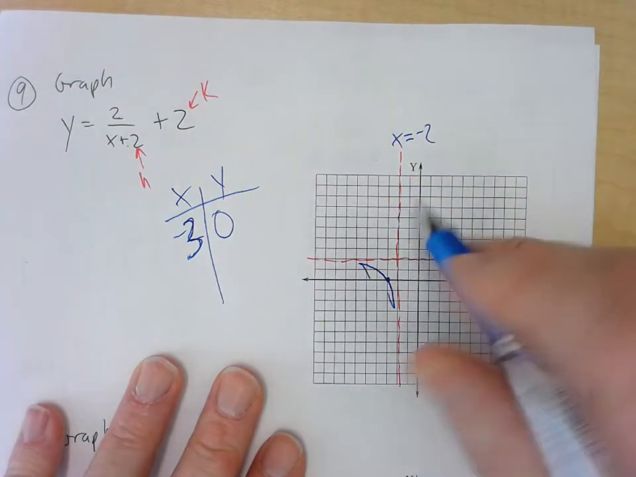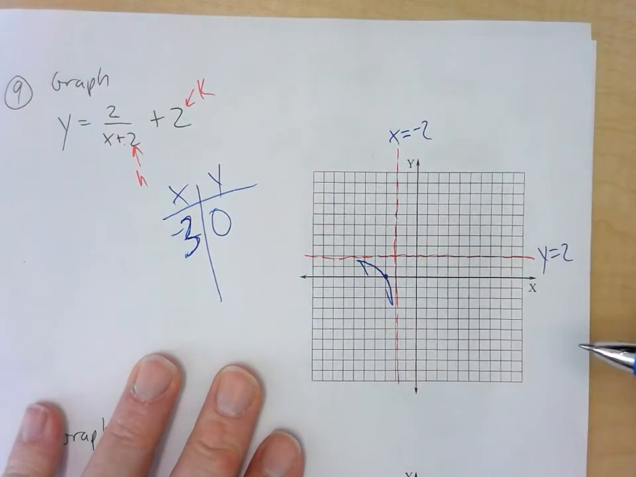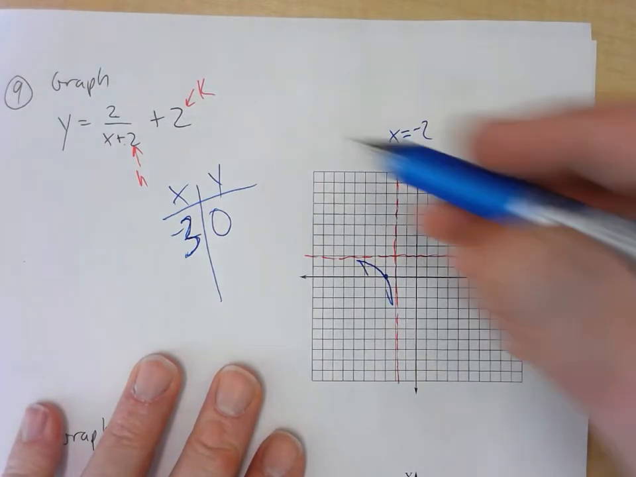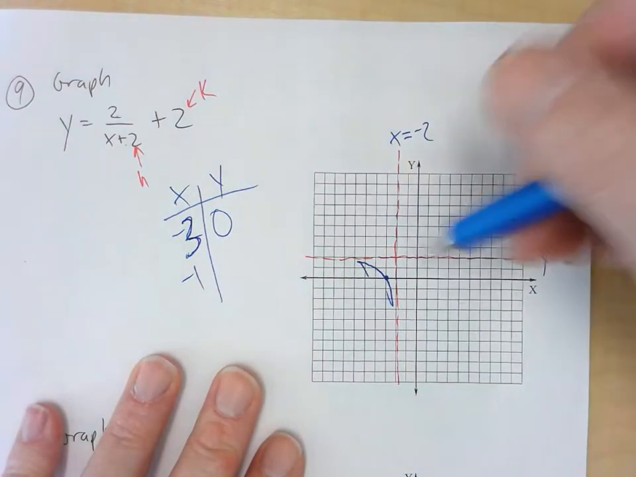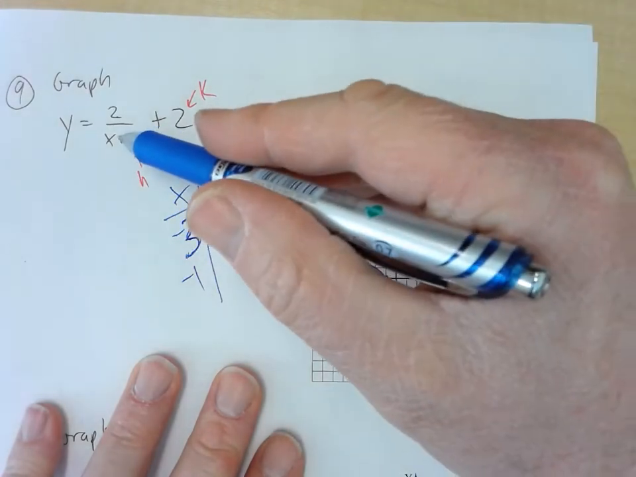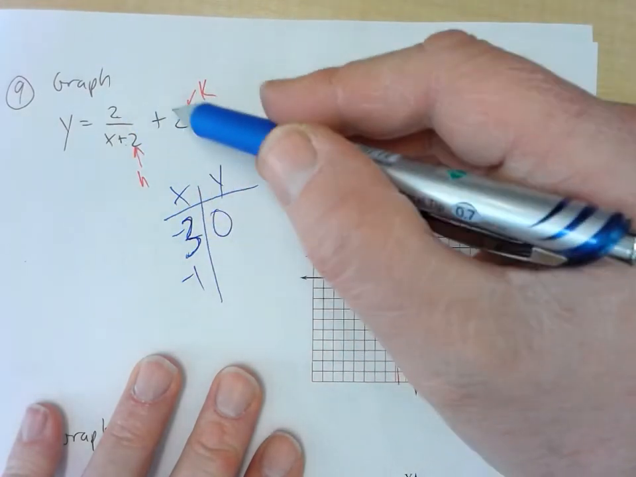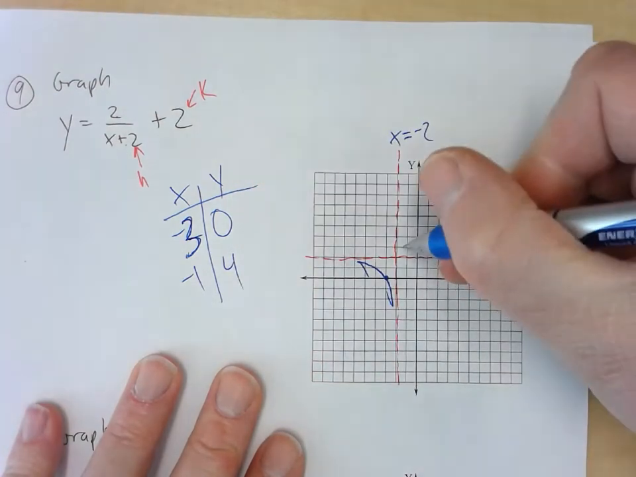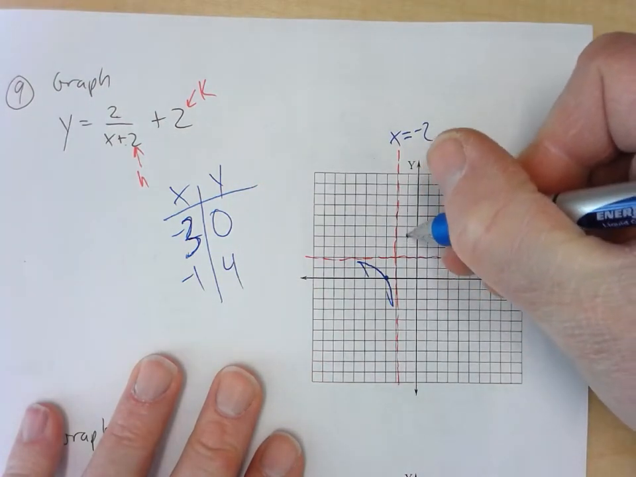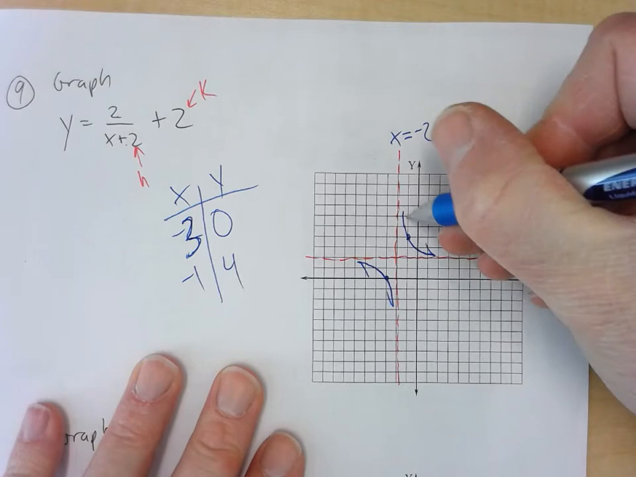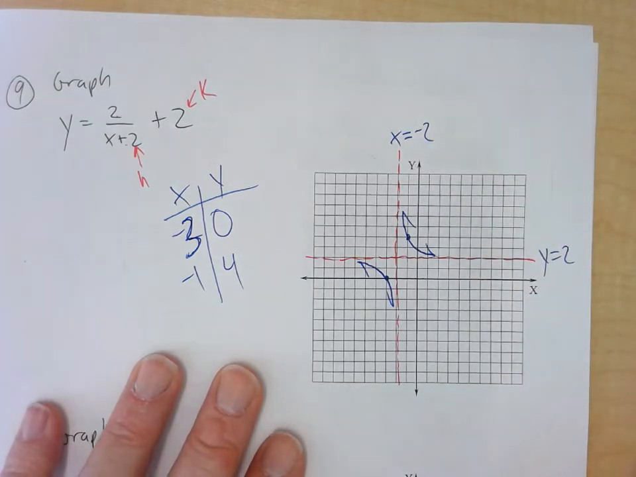Now I'm going to pick a point on this side of the vertical asymptote. So I'm going to pick -1, just barely on this side over here. That's going to be 1, 2, 2 plus 2 is 4, so it's -1, 4. So -1, up 4, now I know it curves like this in this space like so. So that's the basic graph.